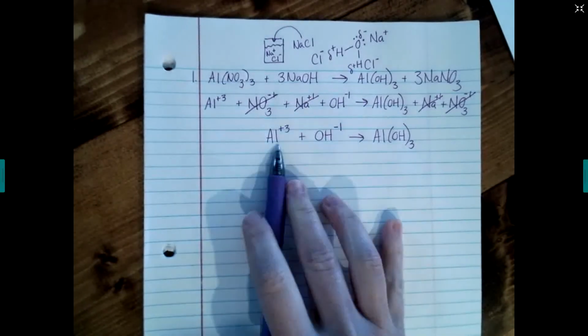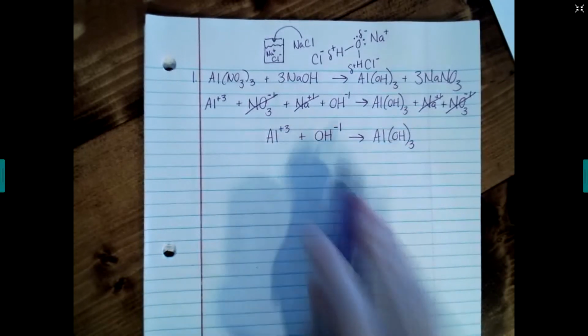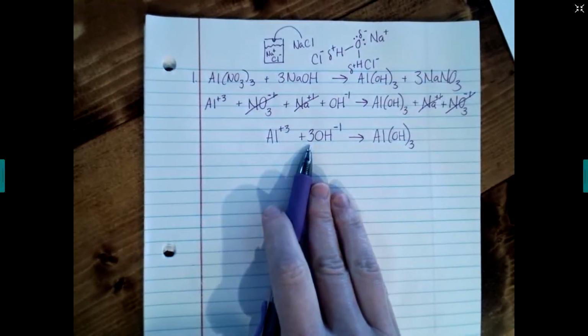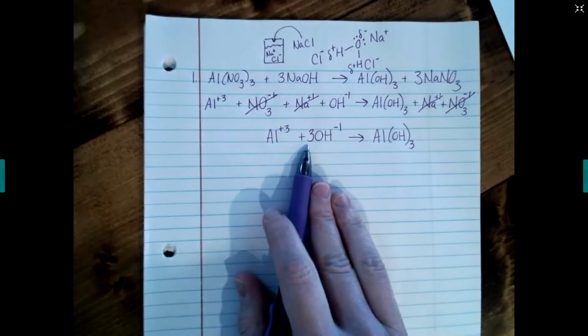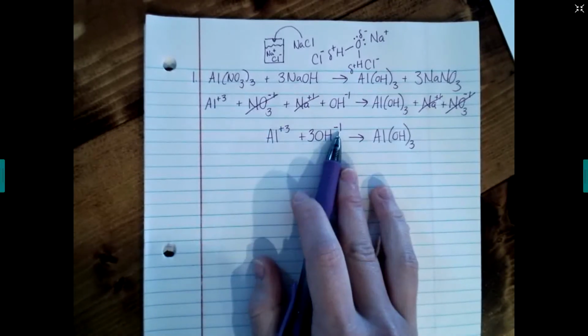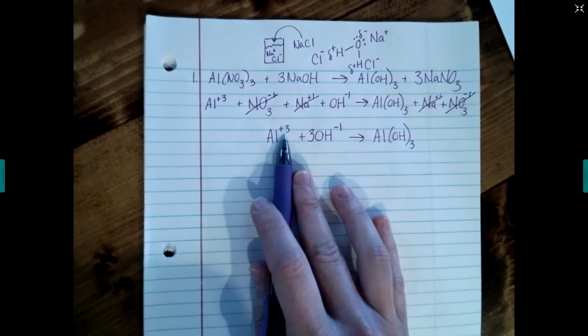So aluminum is balanced, but you have 3 hydroxides on the right, only 1 on the left. So I'm going to put a coefficient of 3 in front of hydroxide. That also makes our charges balanced. We have +3, -3. So with net ionic equations, not only do you want to make sure the atoms are balanced, but you also want to make sure the charges are balanced. So we are done with number 1.